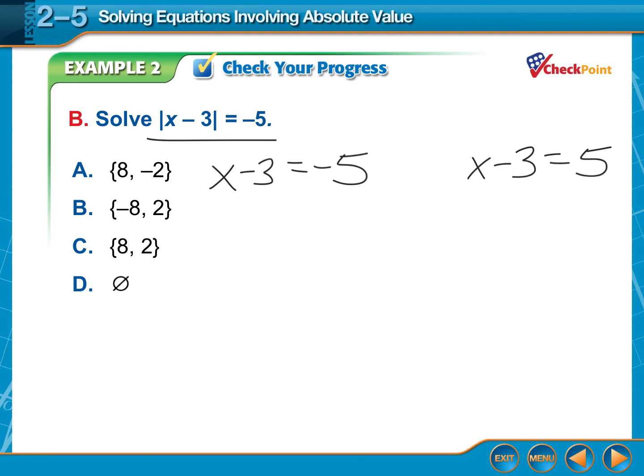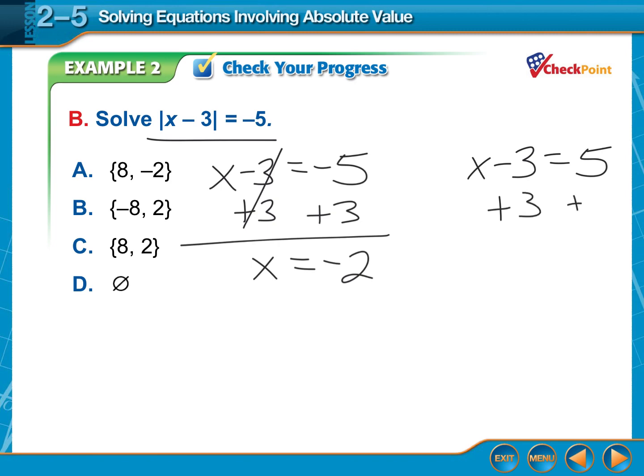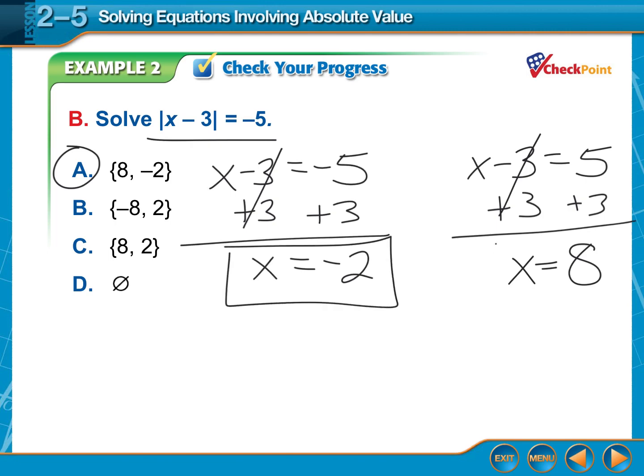On the left, what's our first step? How do we get x by itself? Add 3. What's negative 5 plus 3? Negative 2. x equals negative 2. And then on the right, what's our step? Add 3. What's 5 plus 3? 8. So our answers are negative 2 and 8, so it should be A. And they just wrote it in set notation. But on your homework, if you just do it like this, I will be okay with that.